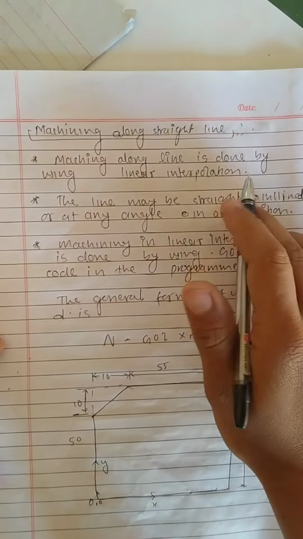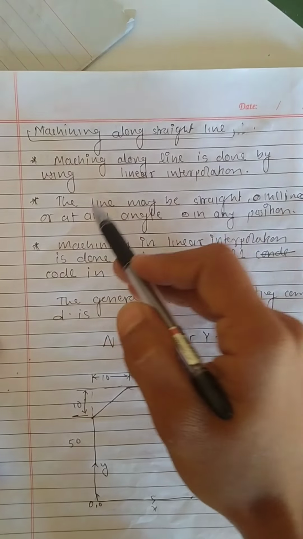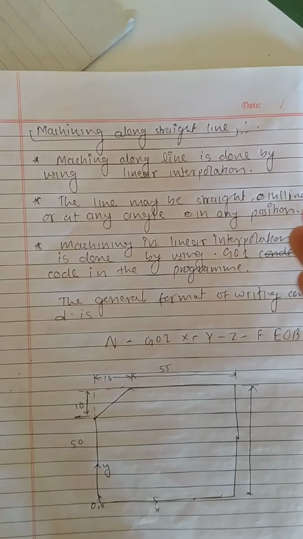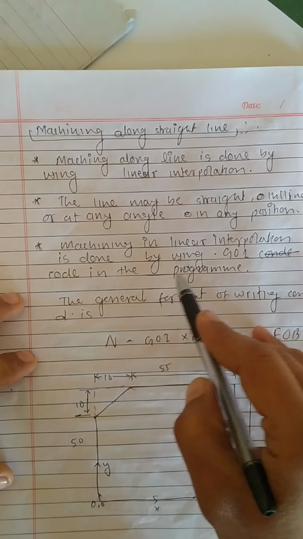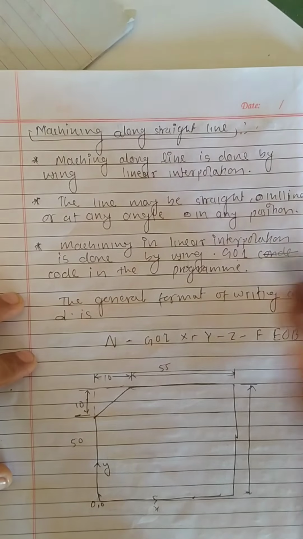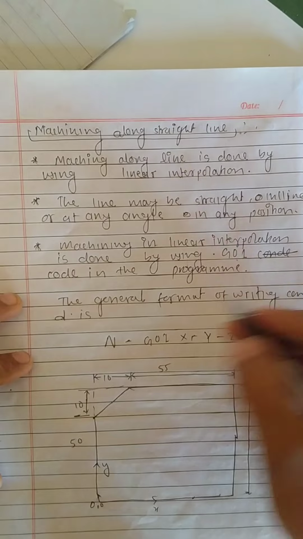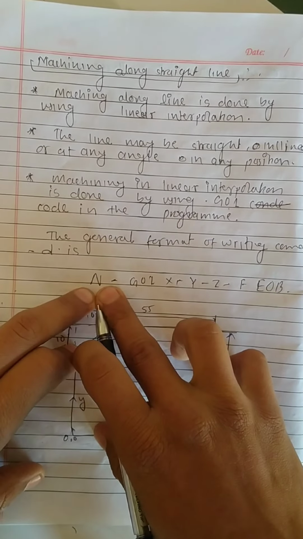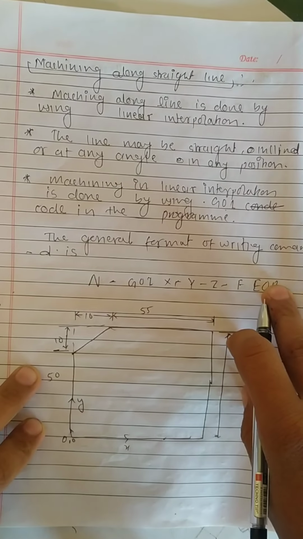Machining along a line is done by using linear interpolation. The line may be straight, inclined, or at any angle, in any position. Position means horizontal or vertical position. Machining with linear interpolation is done using G01, the linear interpolation code in the program. The general format of the command is: sequence number, G01, XY coordinates, feed rate, and end of block.